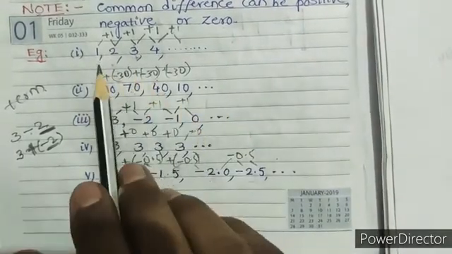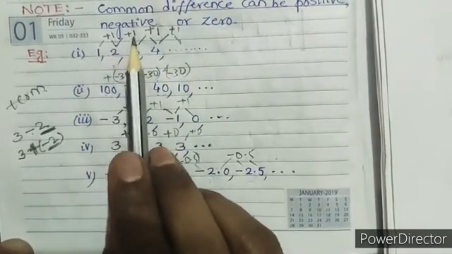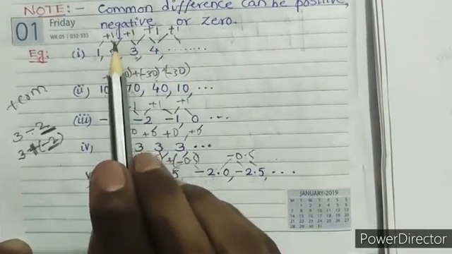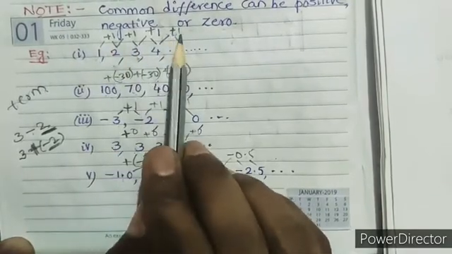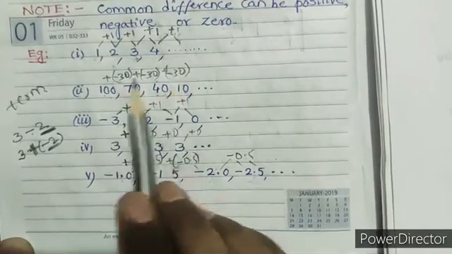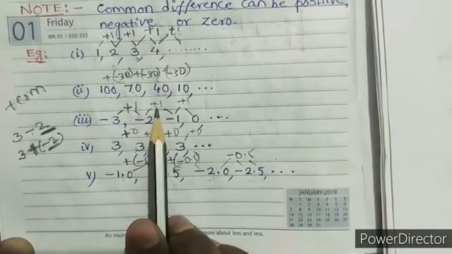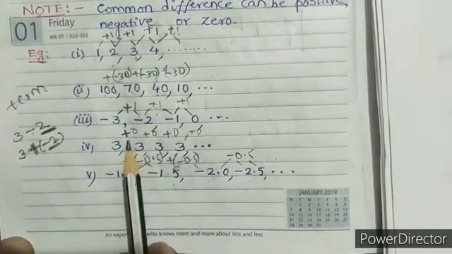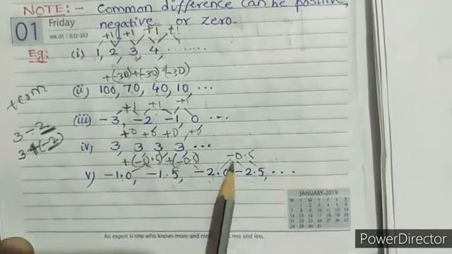You observe in each and every list of numbers, we are adding a fixed number. Here in this first list we are adding 1. Everywhere we are adding 1. This 1 is fixed. Here also we are adding minus 30. We are adding minus 30 to get the succeeding numbers. Here we are adding 1. Here we are adding 0. Here we are adding minus 0.5.